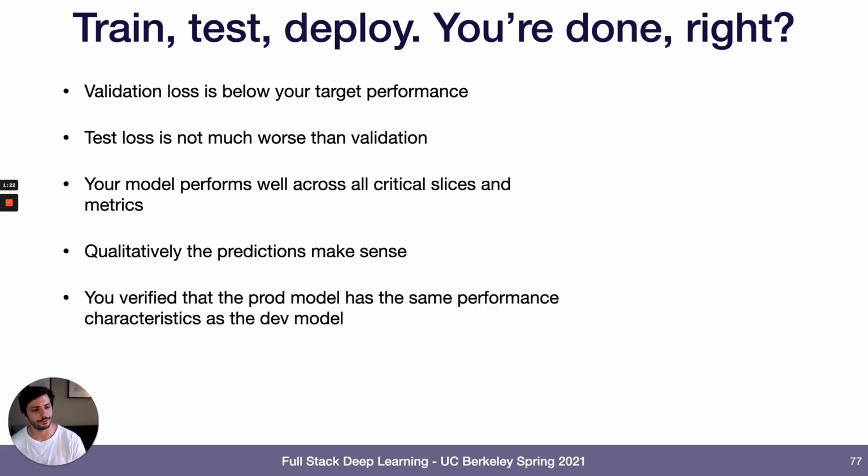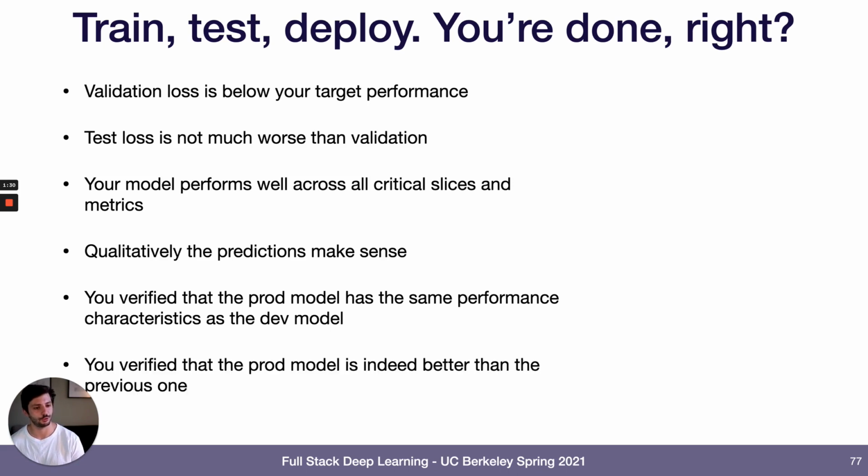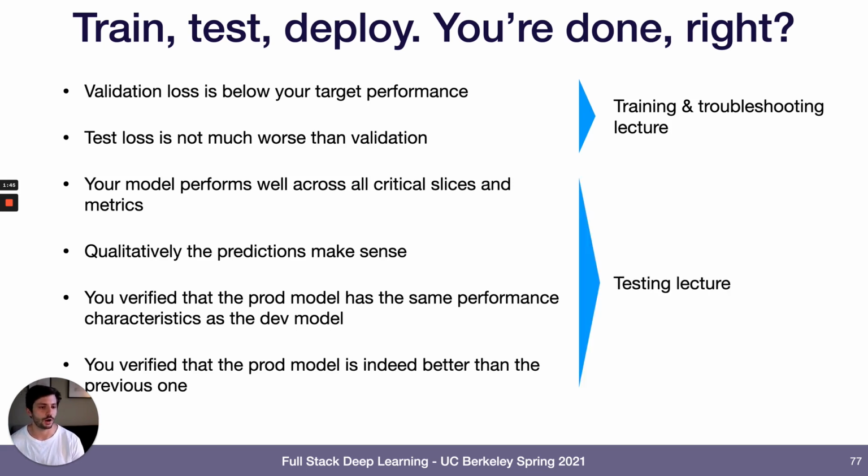You'll have verified that the production model and the original model that you trained have the same performance characteristics, so there's no changes in the production model that cause the performance to degrade. And you'll have maybe even run an A/B test and verified that the production model is indeed actually better than the model that it's replacing. We covered some of this in the training and troubleshooting lecture a couple weeks ago, and we covered the rest of it in the testing lecture last week.